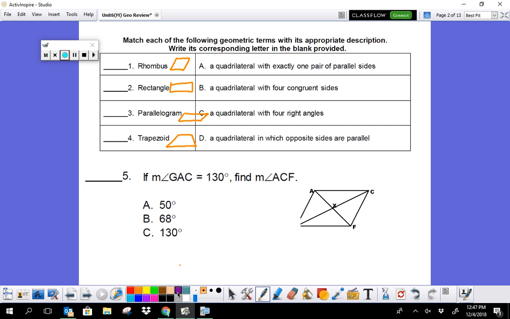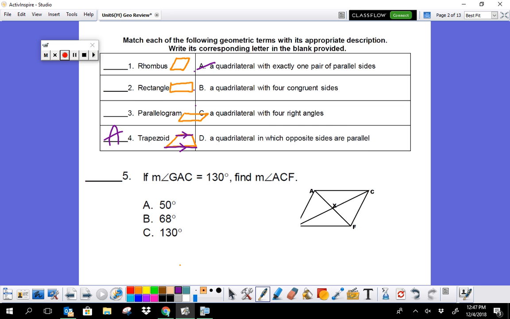So a quadrilateral with exactly 1 pair of parallel sides. So you can see 1, 2, and 3. Those have 2 pairs of parallel sides. But a trapezoid just has the 1 pair of parallel sides. Okay, so A is going to go with trapezoid.